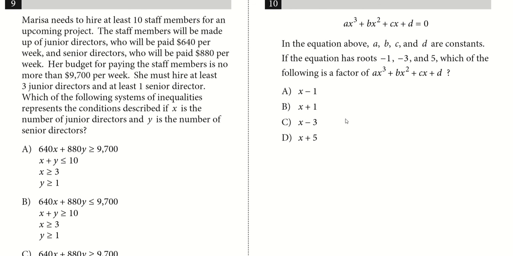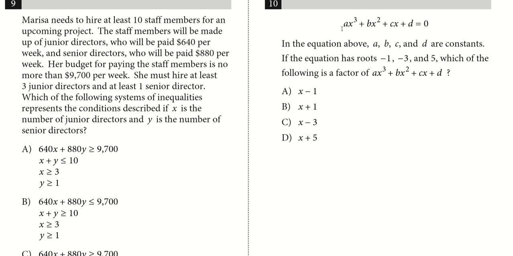Here you have x minus 3 is equal to 0, so x equals 3. If this was a factor, you'd have a zero at 3, which we don't. And here it would be x equals -5. Do we have a factor at a zero or root at -5? No, we don't. So B is our answer.